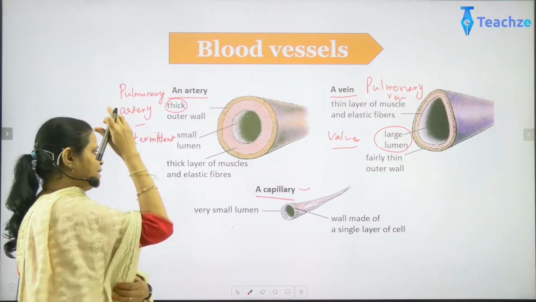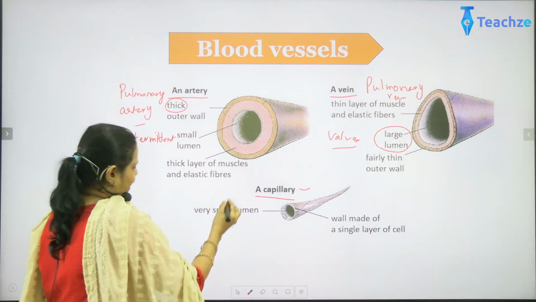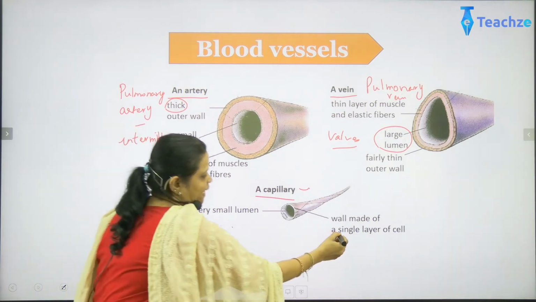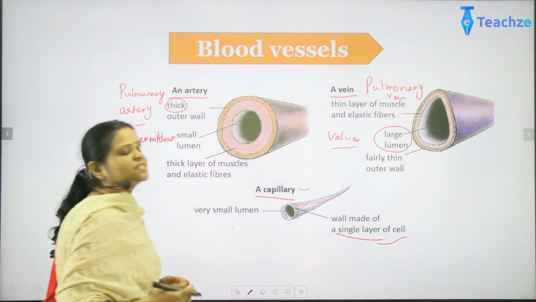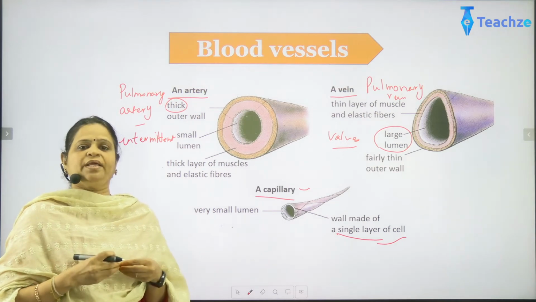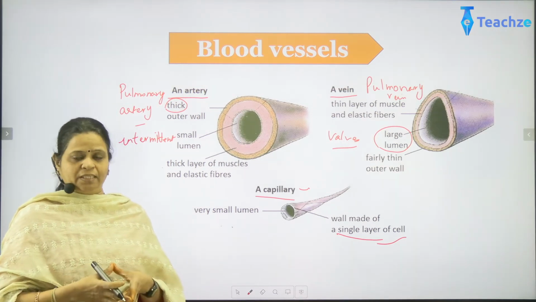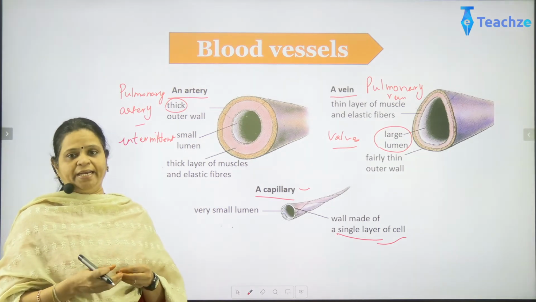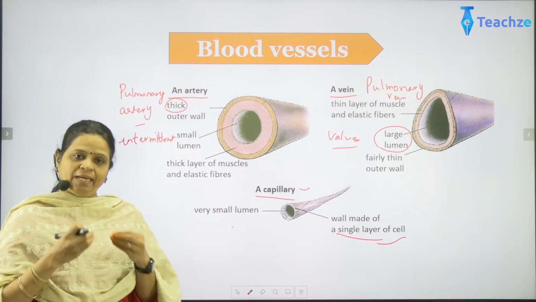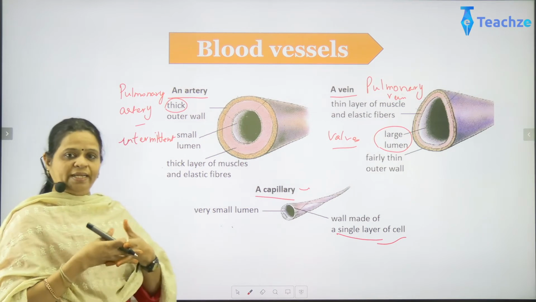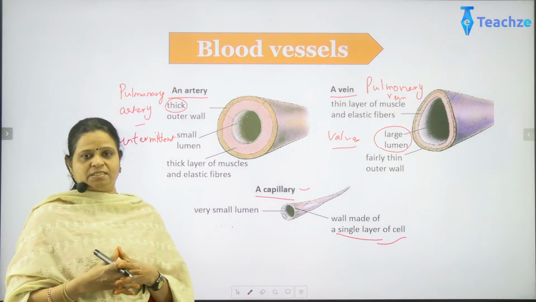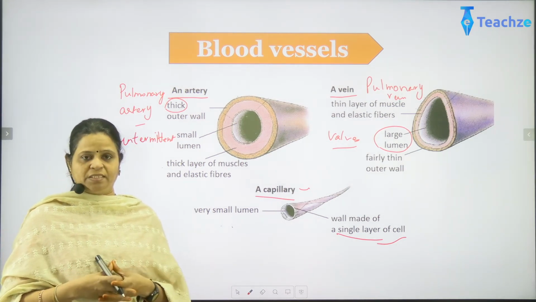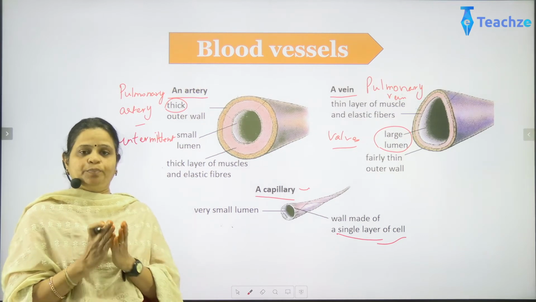Now let's look at the capillaries. The capillaries are all one cell thick. It's already given here, a single layer of cells, and it's extremely thin. They are very thin because capillaries are the areas where there is exchange of any kind of substances or gases. Whatever exchanges happen, they happen only through the capillaries, because the capillaries are the portion between the arteries and the veins.